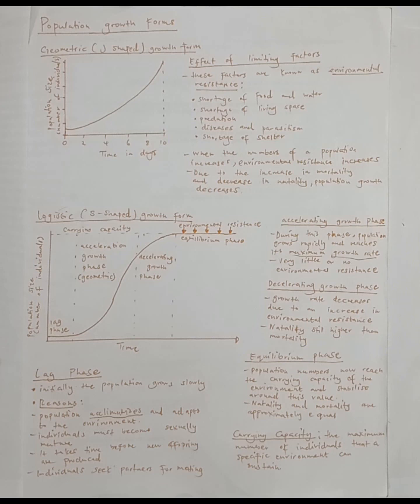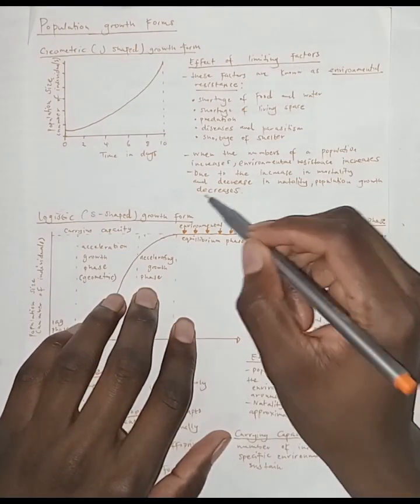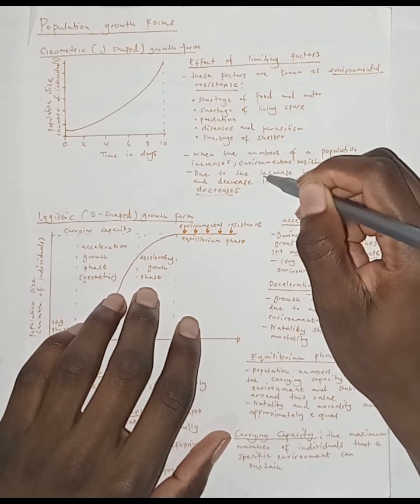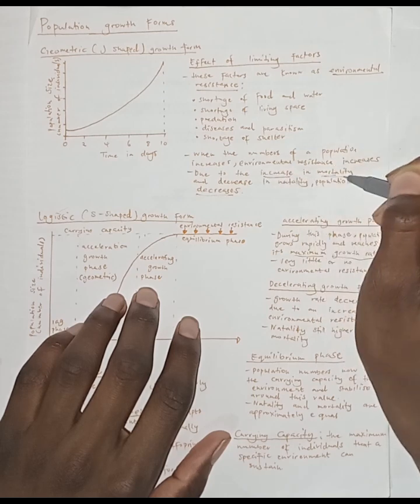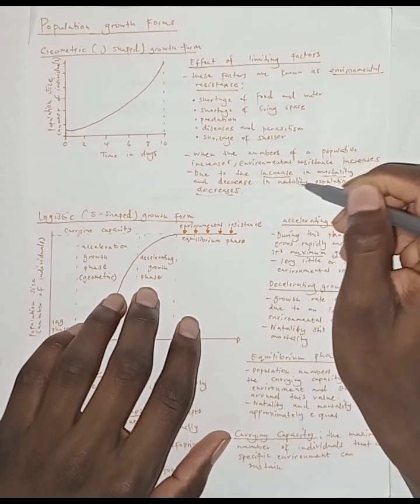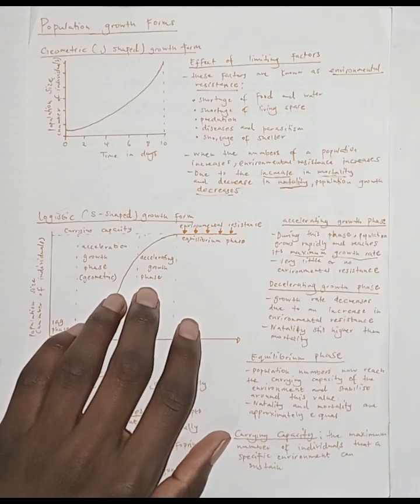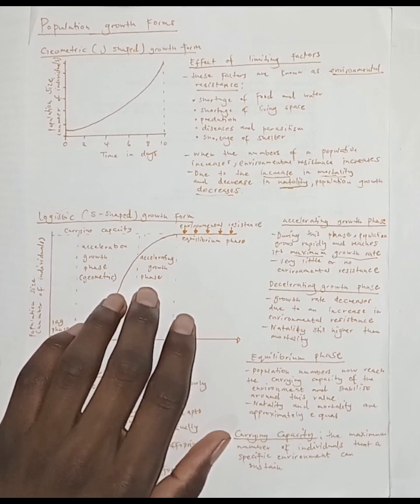So due to the increase in mortality and decrease in natality, population growth decreases. Okay, so when mortality increases and natality decreases, population growth decreases.